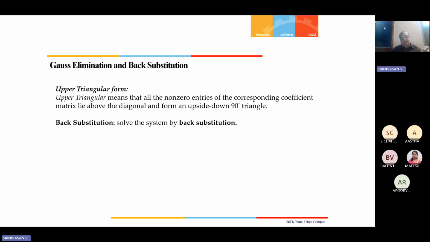You can have both upper triangular or lower triangular, but let us uniformly do upper triangular and also uniformly use elementary row operations, which will be easy for operation. So upper triangular means that all the non-zero entries of the corresponding coefficient matrix lie on and above the principal diagonal and form an upside down 90-degree triangle. Okay, you know very well. Back substitution: solve the system by back substitution. You just see what it exactly means. I've already explained, but you need to see for believing.